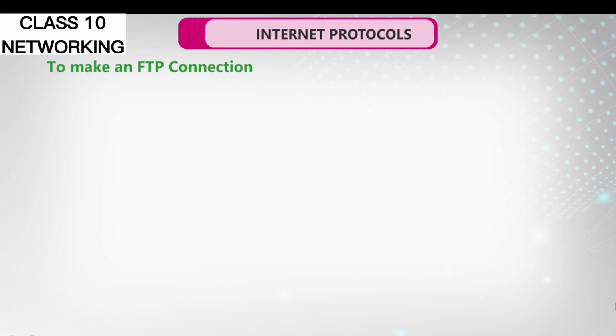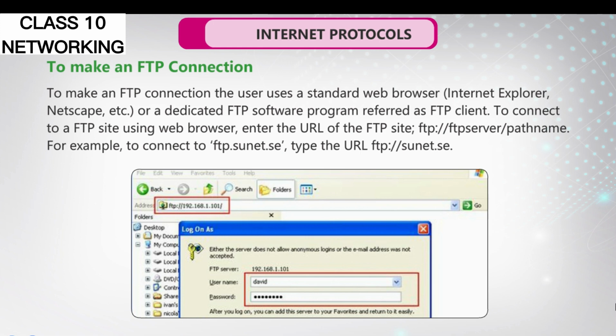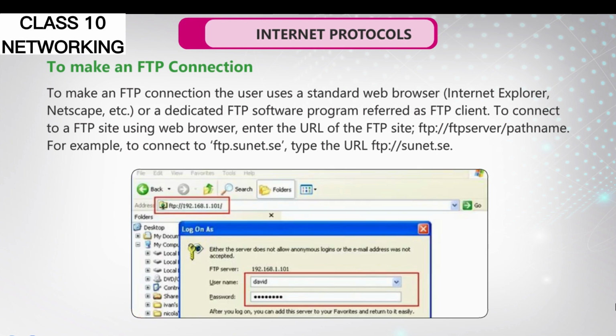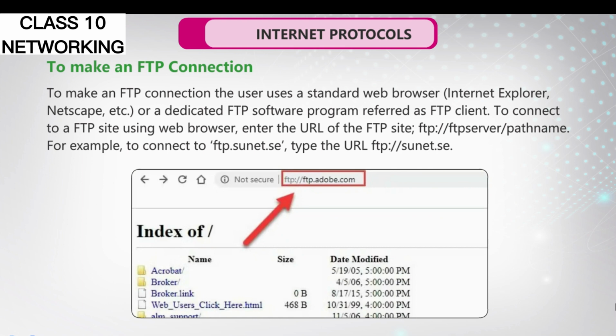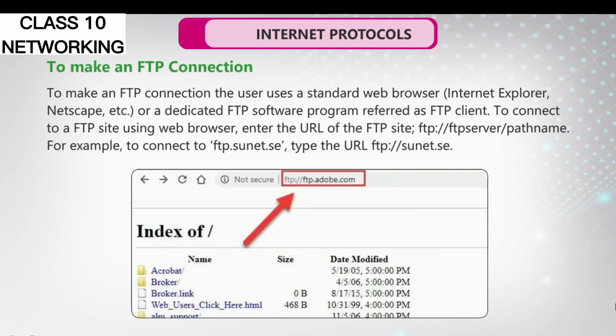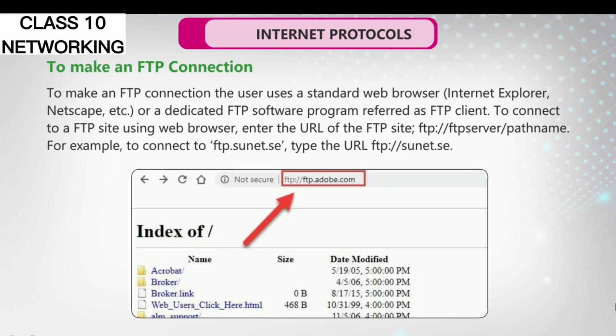To make an FTP connection, the user uses a standard web browser, Internet Explorer, Netscape, etc., or a dedicated FTP software program referred to as an FTP client. To connect to an FTP site using a web browser, enter the URL of the FTP site, FTP://FTP server/path name. For example, to connect to ftp.sunset.se, type the URL ftp://sunset.se.